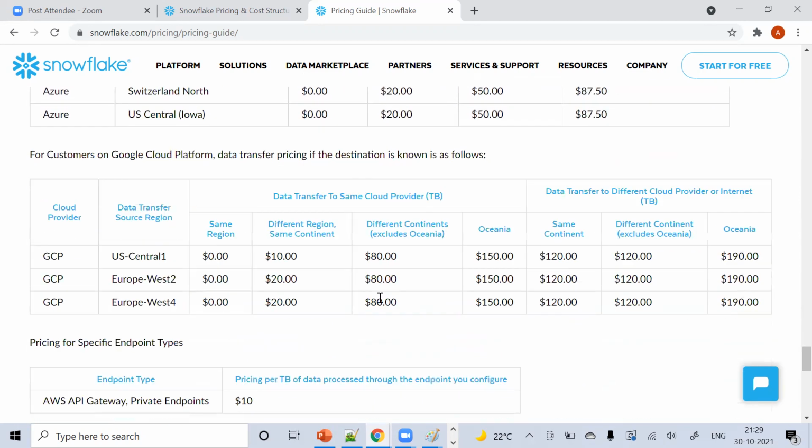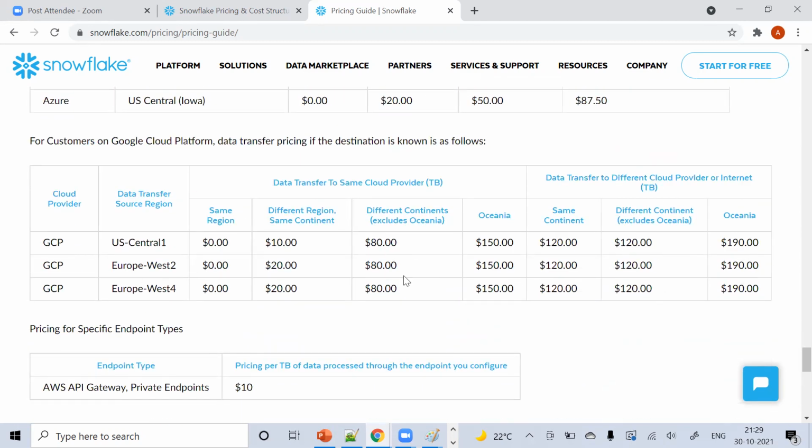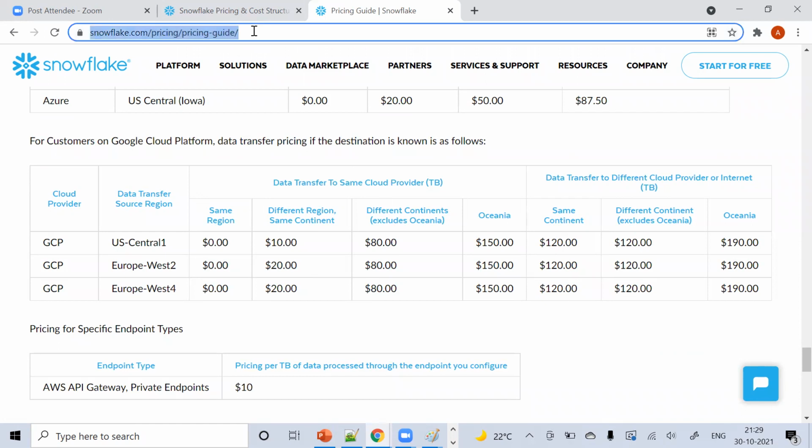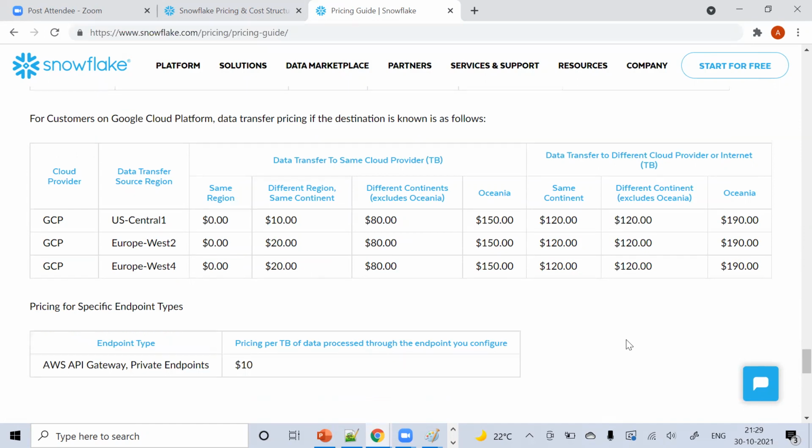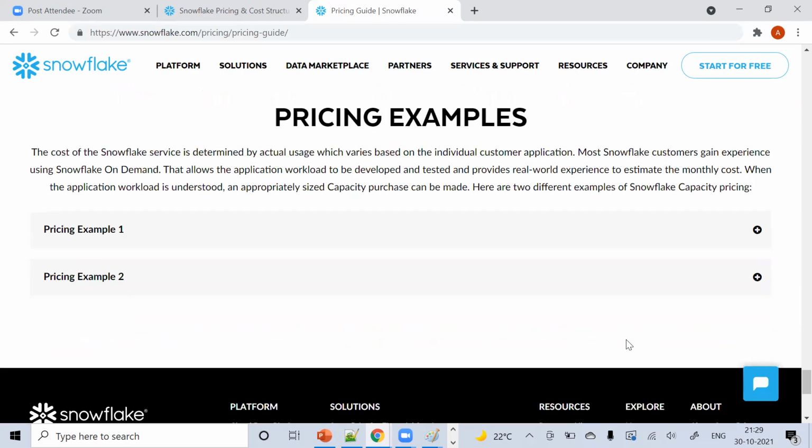Then you will have this for GCP also. So you have to do calculations based on these charts, guys. You can open up this pricing guide, go to the pricing guide, and fill in your details. You don't have to give any credit card details for this. Just go and fill it in, and it will show you these charts, and then you do your calculations.